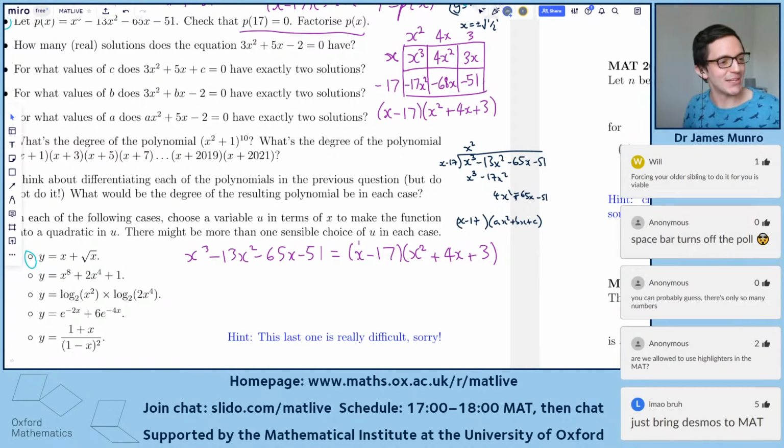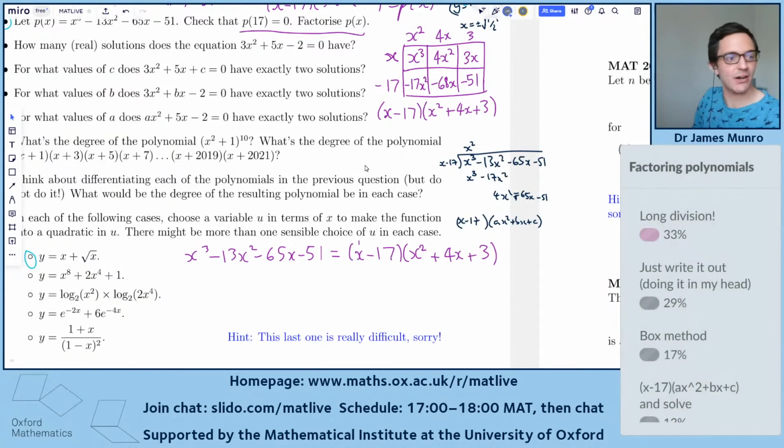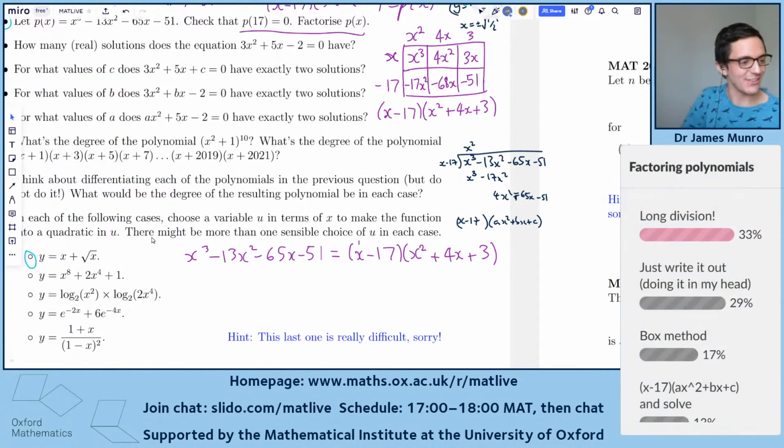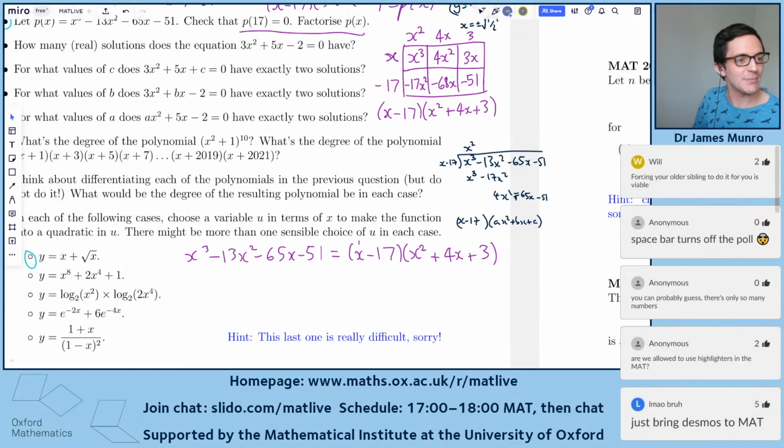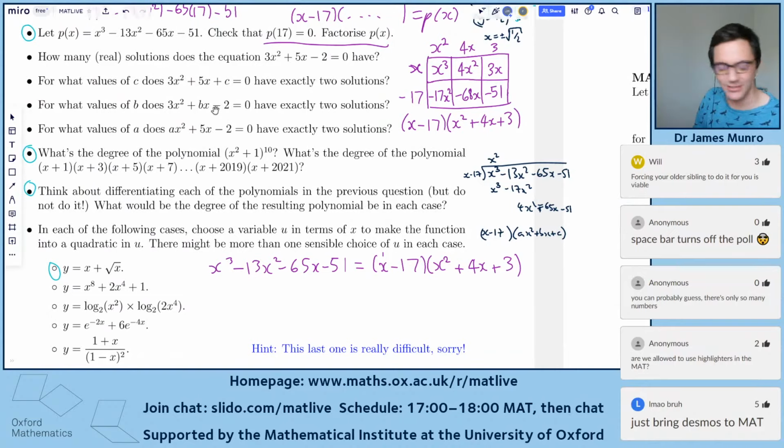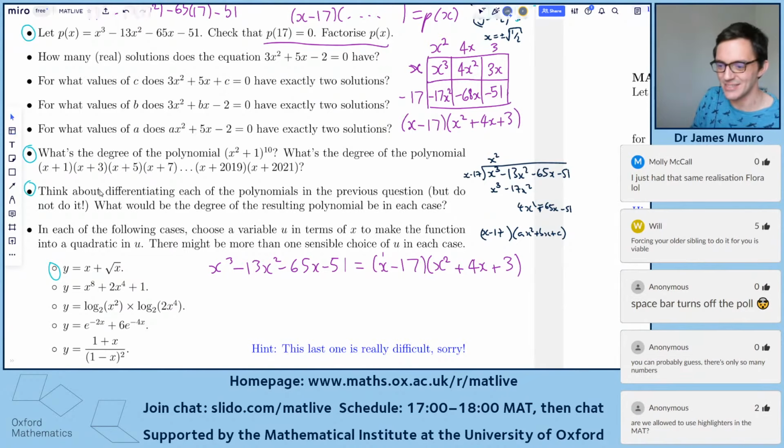Right, cool. Forcing your older sibling to do it for you. Right, there we go. Needs some precedent, doesn't it? Still focused on that. No, just managed to. I've learned that spacebar is the shortcut for turning on and off polls, which is quite exciting. That's helpful. It explains how the other day I turned that poll on without meaning to. Right. Of course, yeah. Spacebar.